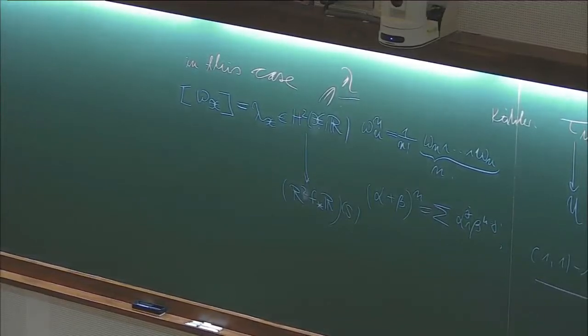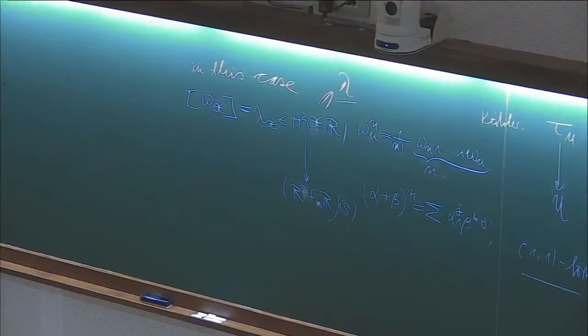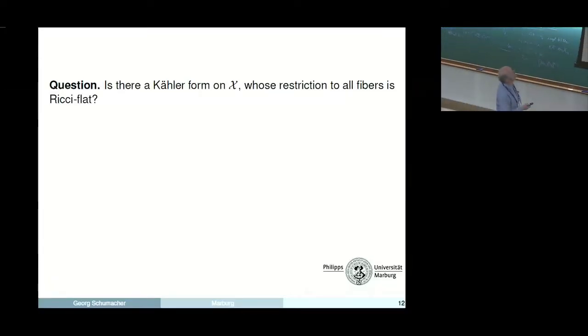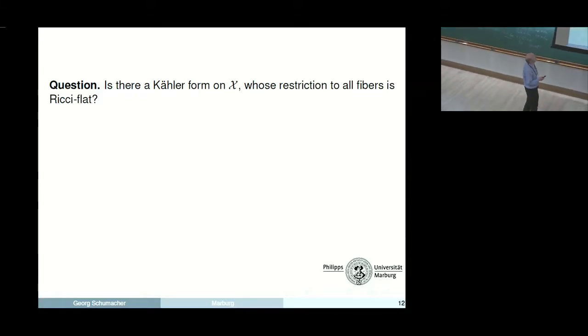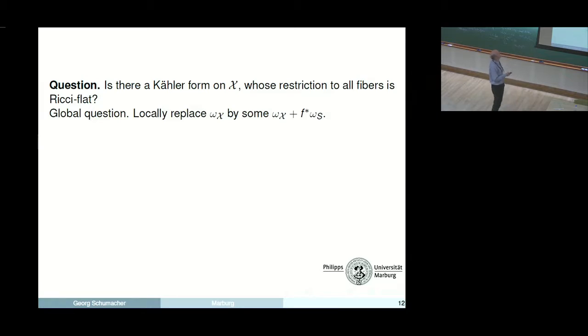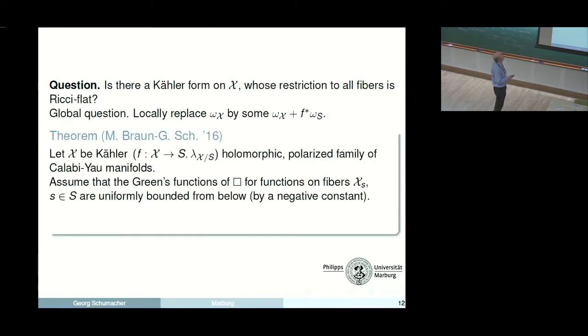All right. Now, the real question is: is there a Kähler form on X whose restriction to all fibers is Ricci-flat? And please note that we are not dealing with compact manifolds X and S, and so one would assume that this is maybe part of a degenerating parameter. Okay, so as I said, locally this is clear, but globally it is not.